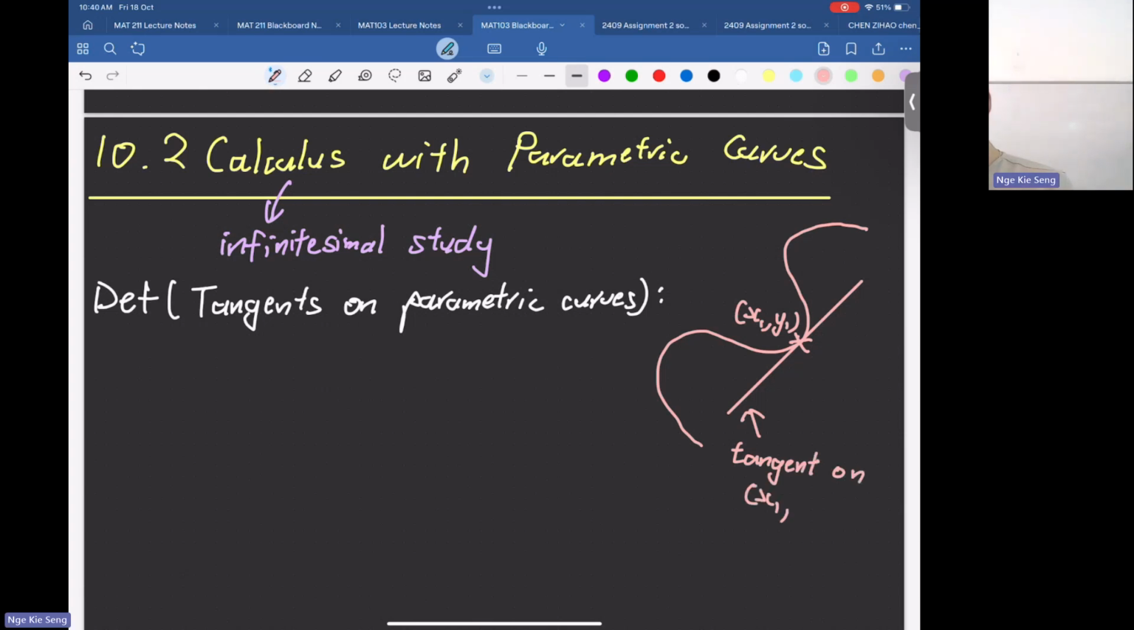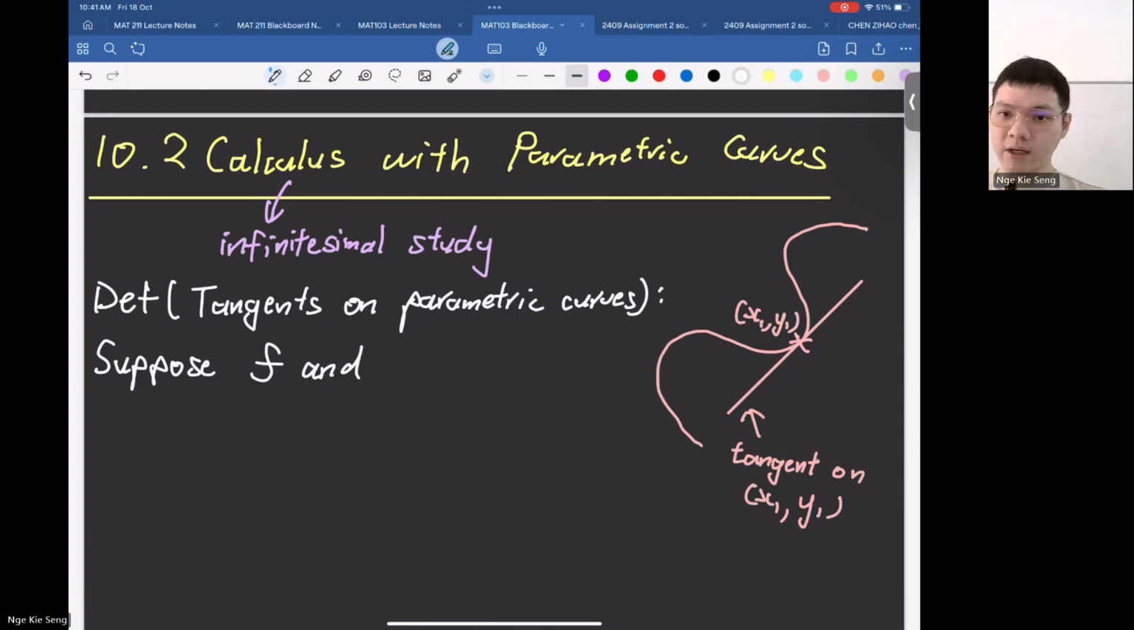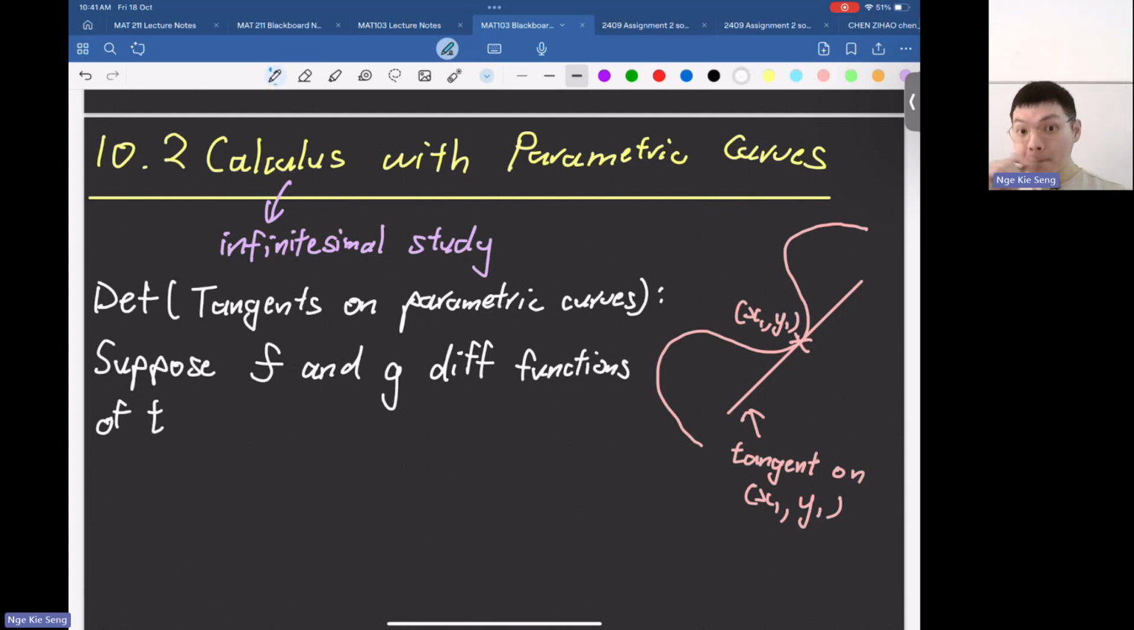So we need to make precise what this means. Okay. So to make precise what this means, we need to have some assumption first. So we need to make sure that we start with two differentiable functions. Later I'll tell you where we put these differentiable functions and why we need them to be differentiable.